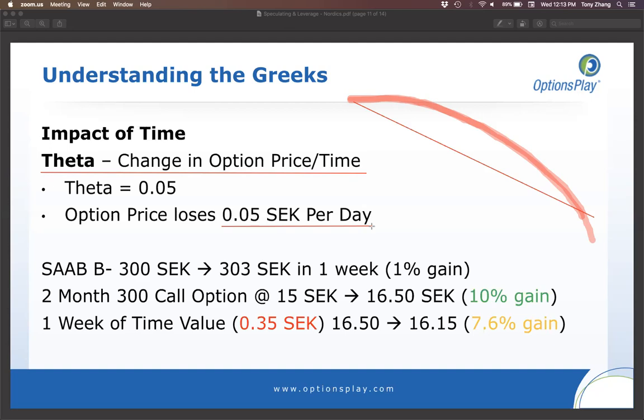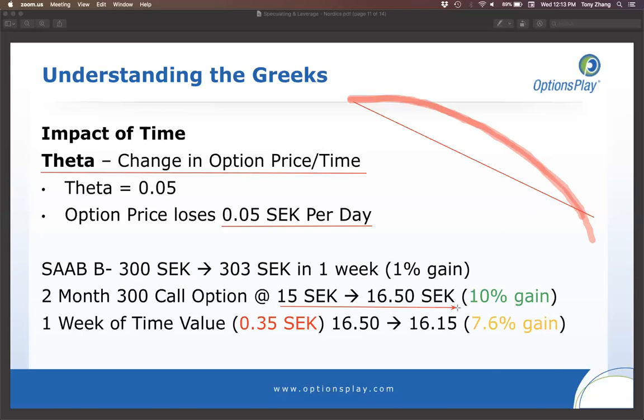So in the previous example, we talked about buying a call option on SOB, which is currently trading at 300 crowns. And we talked about before, if SOB went up by 1%, how much money would you gain from the stock? But now let's add one more element. What if this stock went from 300 to 303 crowns, but it took a week for that 1% move to happen? So what we need to do is look at two variables. Number one, if the stock moves from 300 to 303, in the previous example we calculated, that means the option moves from 15 crowns to 16.5 crowns, which is a 10% gain.